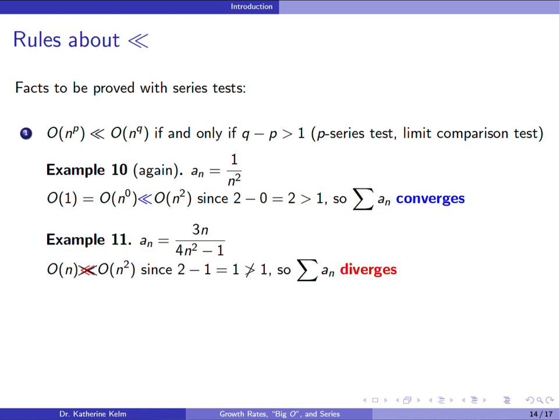Okay, so big O of n is not sufficiently less than big O of n squared because 2 minus 1 is 1, which is not strictly greater than 1. So the series diverges.